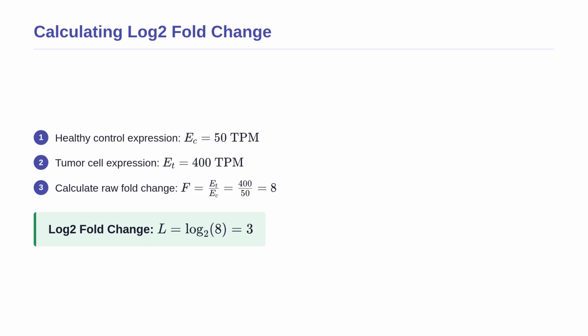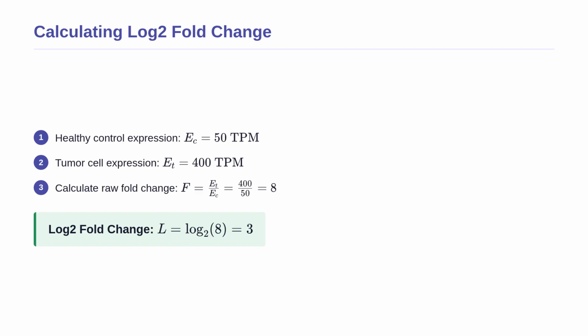Let us apply this formula to a clinical example. We are measuring a specific cancer-related gene. We are given that in healthy control cells, the expression level is 50 TPM. In tumor cells from a patient, the expression level is 400 TPM. We need to quantify exactly how much this gene is overexpressed.